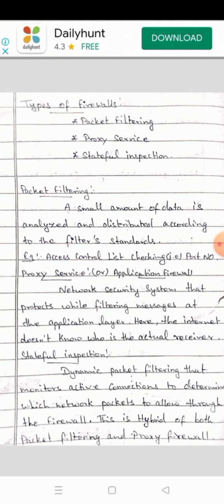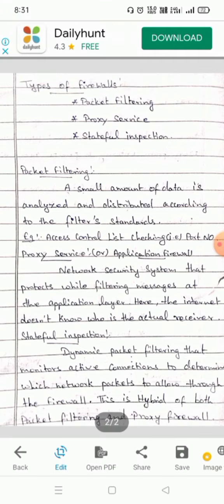The packet filtering firewall is used in low-risk areas. The proxy firewall is used in medium-risk areas. The stateful inspection, the hybrid firewall, is used in high-risk areas. These are the basic things we should know about the firewall.